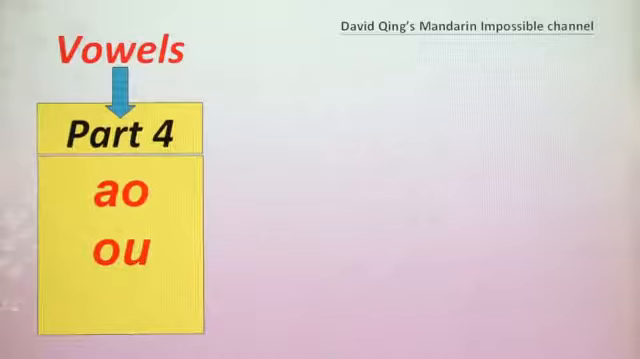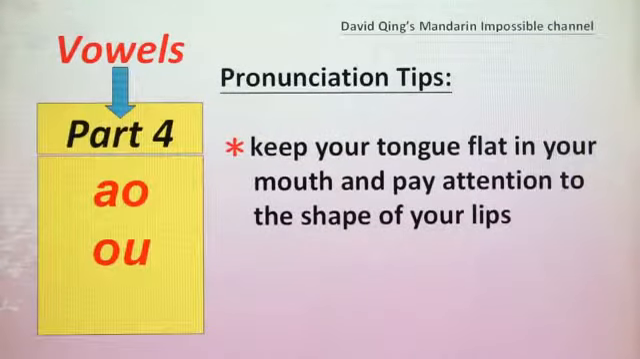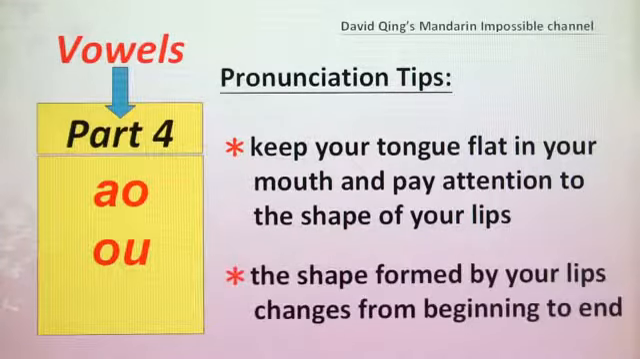In part 4, there are 2 symbols. For these 2 symbols, please keep your tongue flat in your mouth and pay attention to the shape of your lips. As you make the sound, you need to change the shape formed by your lips and the position of your chin. The shape formed by your lips changes from beginning to end. These 2 symbols both end with the sound U. Please watch and pronounce it after me.